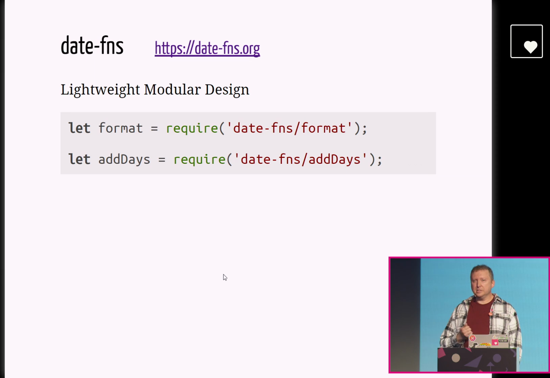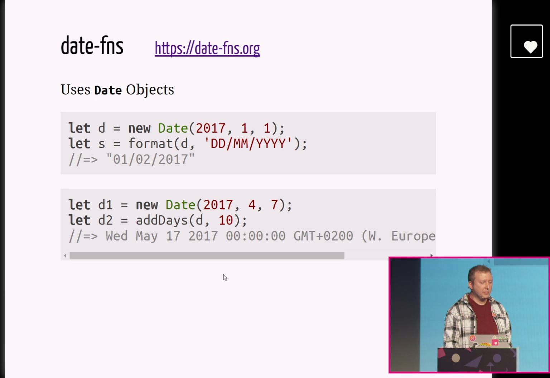Let's look at this date functions library I mentioned. Date functions, like I said, is very lightweight and modular. The intent with date functions is every single function is its own module, so you only pull in the ones you need. If all I need is something that will format a string and add some days, then I just import those two functions. And it uses date objects, as I was saying. So I create a date object, I format it, I get the output.